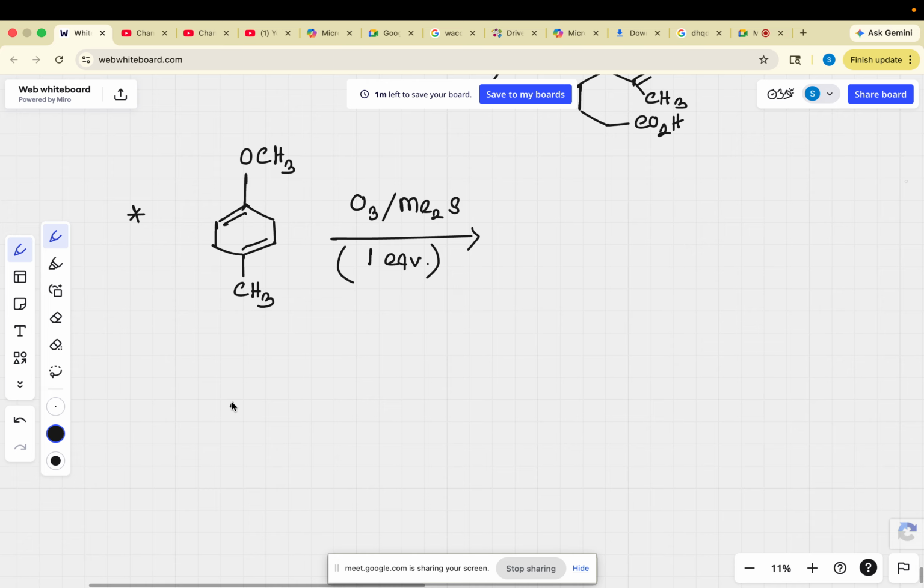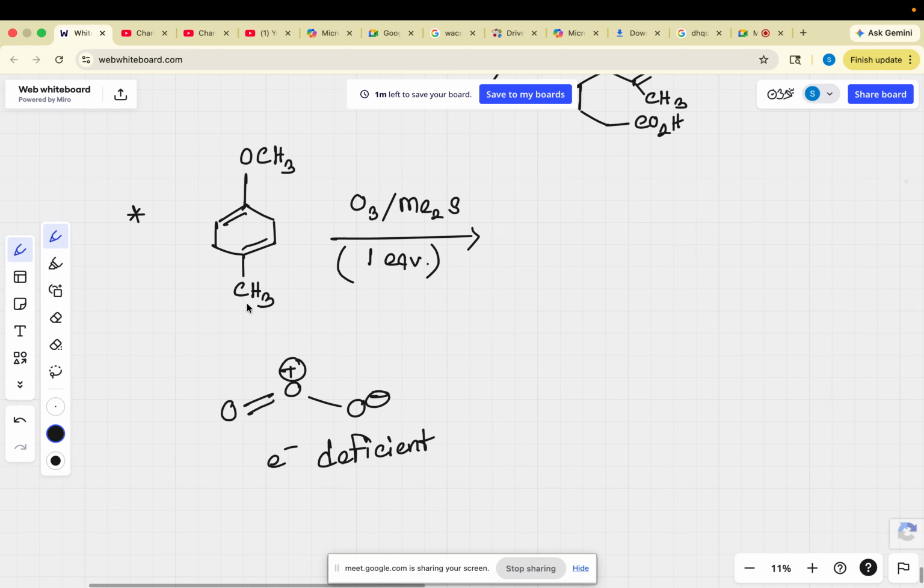Basically, what does the ozone molecule look like? Ozone molecule means this, right? Yes, sir. This is your ozone molecule. So ozone is basically electron deficient. Why electron deficient? Because this oxygen is getting positively charged. So this ozone is actually electron deficient, so you have to check which double bond is electron rich.